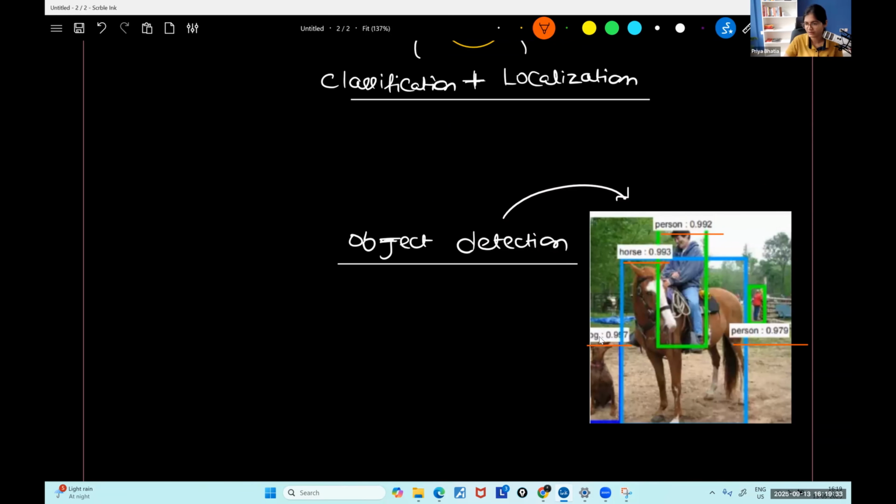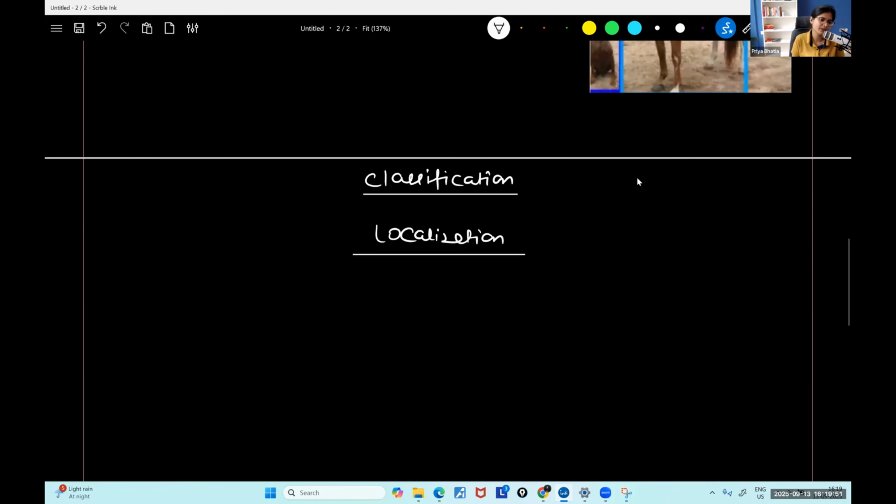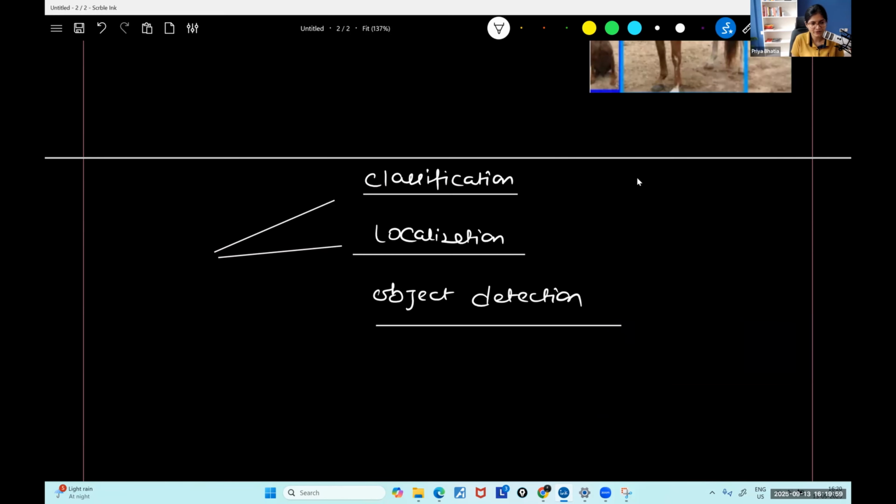Is this clear to everyone? These three terms are clear. So basically, three things are there. One is simple classification. Then we have talked about the meaning of localization. And then we have talked about the meaning of object detection. I hope these three interesting problems in the field of deep learning are clear to everyone.